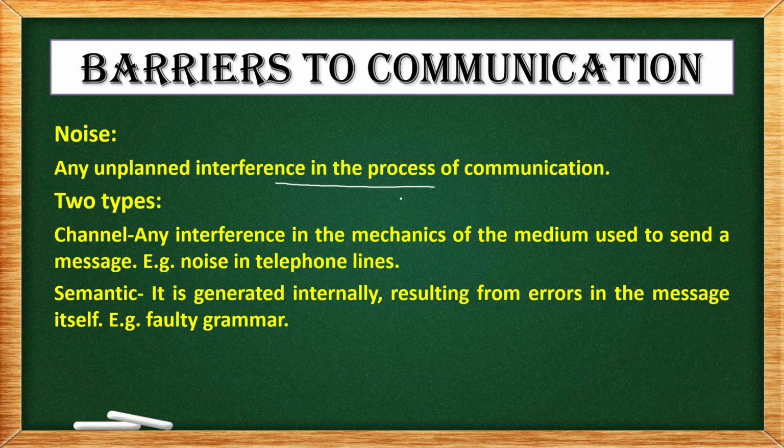Noise is of two types, channel noise and semantic noise. Now, channel noise is when there is any interference in the mechanics of the medium or the channel which we are using for transmitting the message to another person. For example, when you are talking to your friend on a phone, if the internet connectivity is not proper, or maybe the telephone lines are not working properly, then due to that disturbance or noise, you will not be able to communicate the message information to another person.